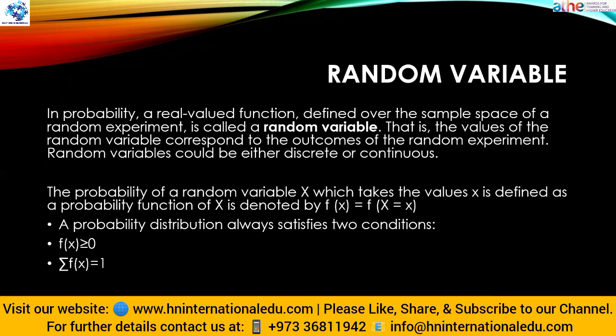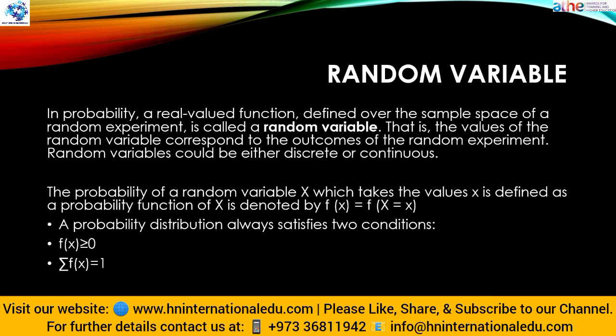Random variables. In probability, a real valued function defined over the sample space of a random experiment is called a random variable, in which the values of the random variable correspond to the outcomes of a random experiment. The number of possible outcomes are part of the random experiment. Whatever experiment you perform, it could be any one according to the type of probability, and we can use them to make our random variables.